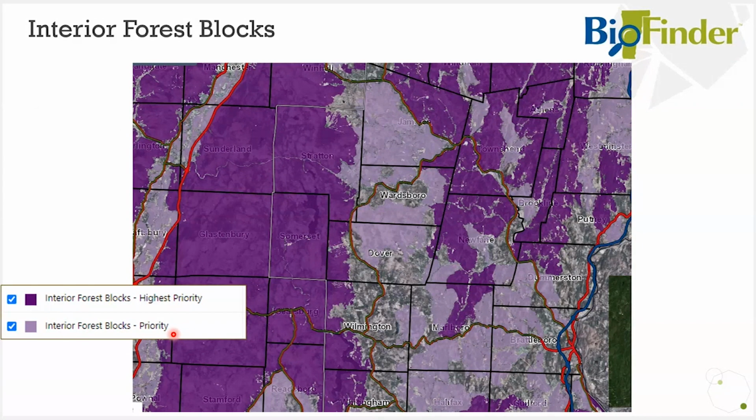interior forest blocks. So the highest priority, these are the ones that we know are critically important at the statewide level. The priority blocks, we know those are important, but we don't really have enough data to say that they're that top tier priority. And so you can see here in this part of the state around Newfane, we have this huge block of highest priority interior forest along the Green Mountains. And then we also have some of it over here from Marlborough stretching up into these other towns to the north.